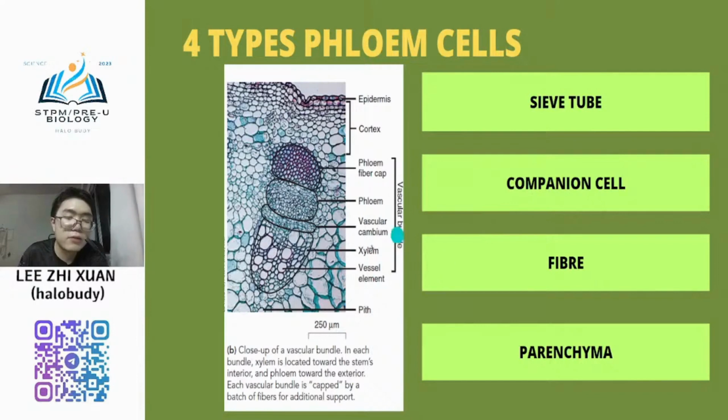So this one is just a recap. Everyone, you should know, as you already learned in Sem 1, that there are 4 types of phloem cell: sieve tube, companion cell, fiber, and parenchyma. So only the sieve tube and companion cell take part in the translocation process. Phloem fiber and phloem parenchyma do not take part as well.